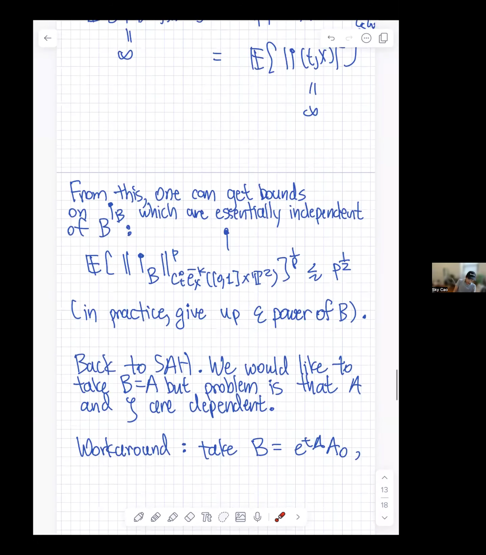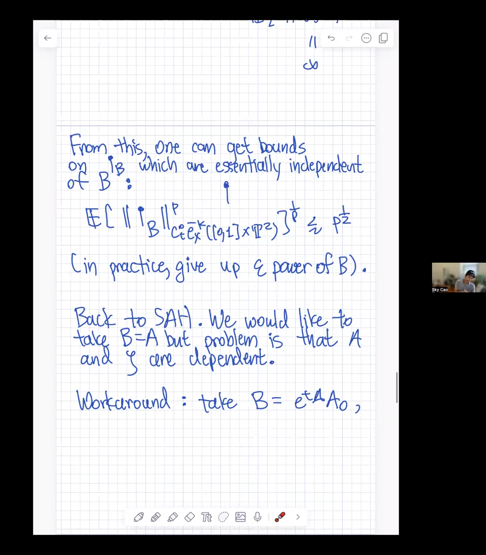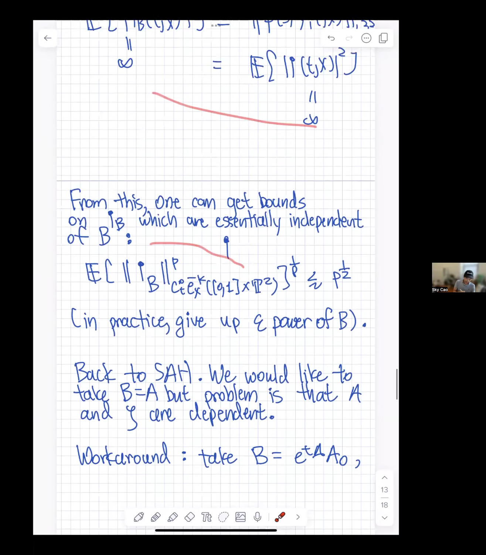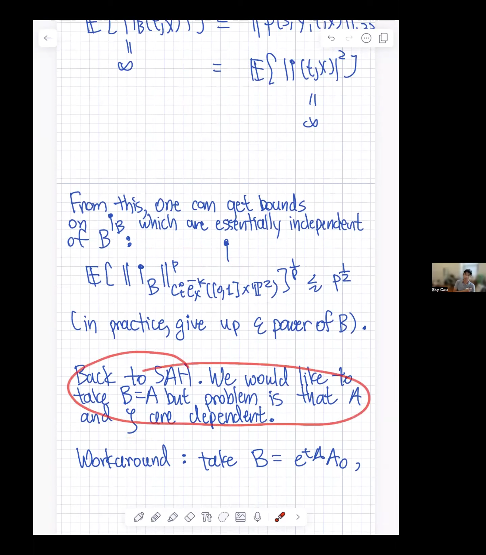So now, back to our original goal, which is stochastic Abelian-Higgs. We would like to take B to be A, because that's what we want it to be, but there are problems with that. One of the problems is A and zeta are not independent. If we're going to make this trick with this bound work, we at least need B to be independent of the driving noise. But that's not going to be the case because zeta is going to enter into A in some way. So there's some obstruction to actually taking B to be A.